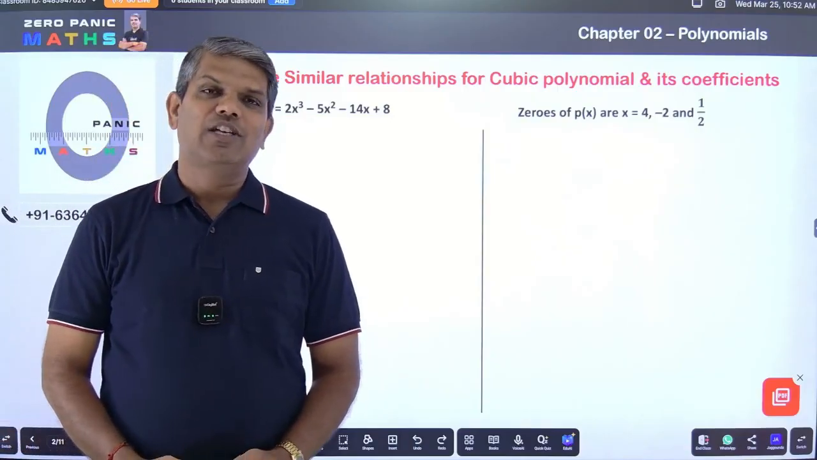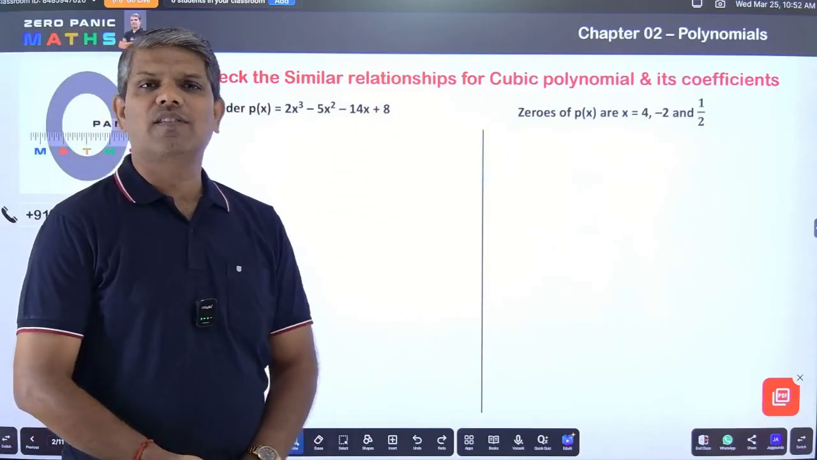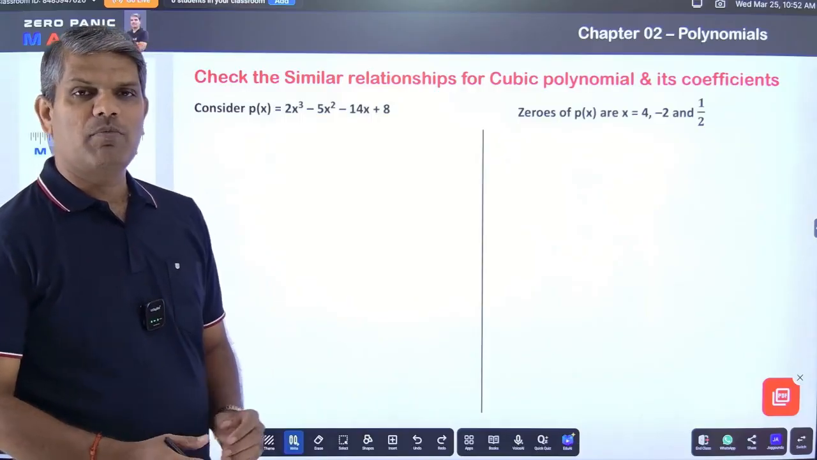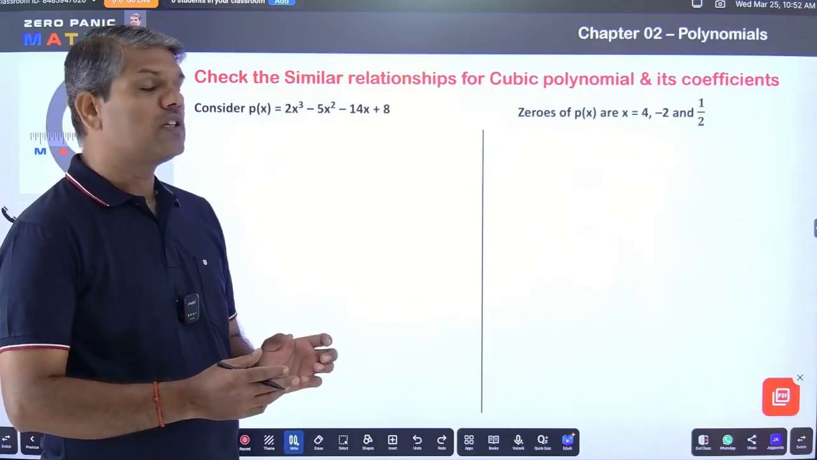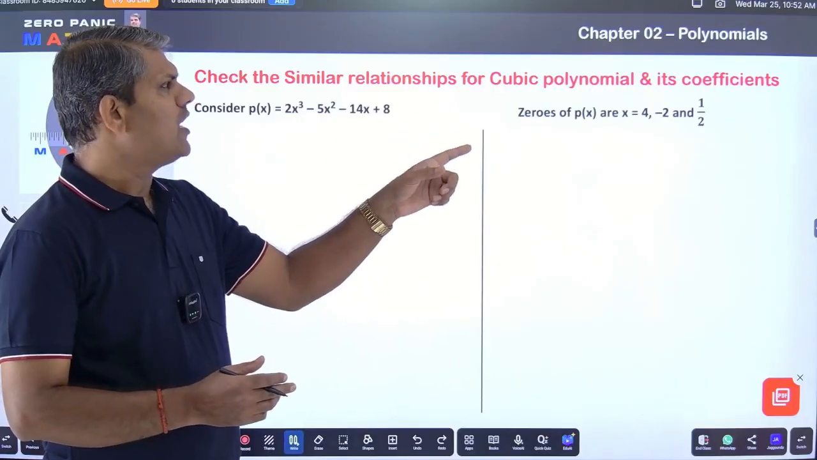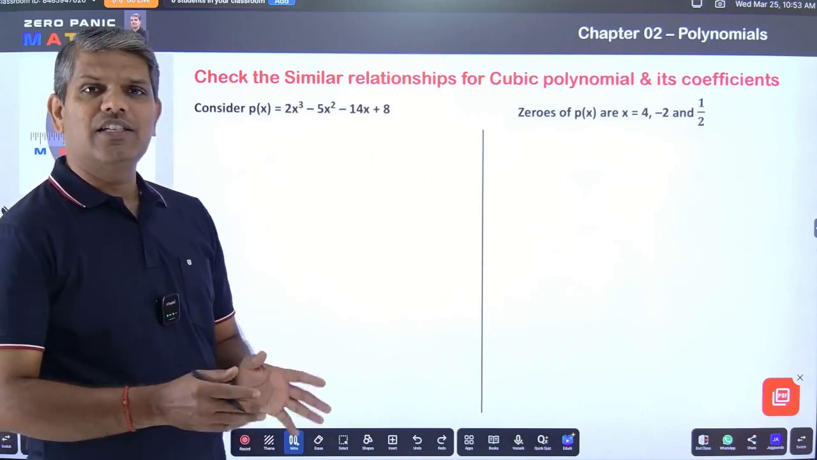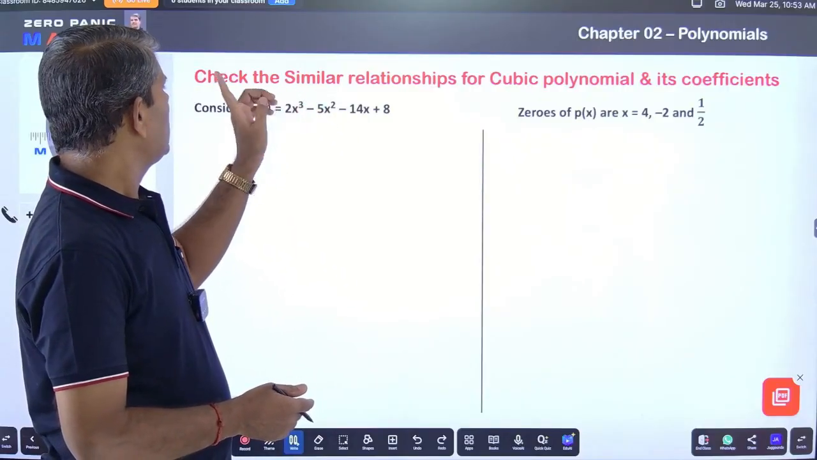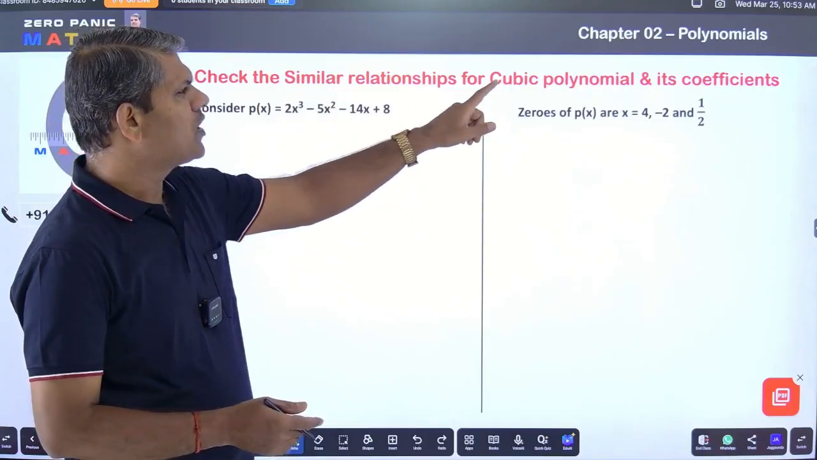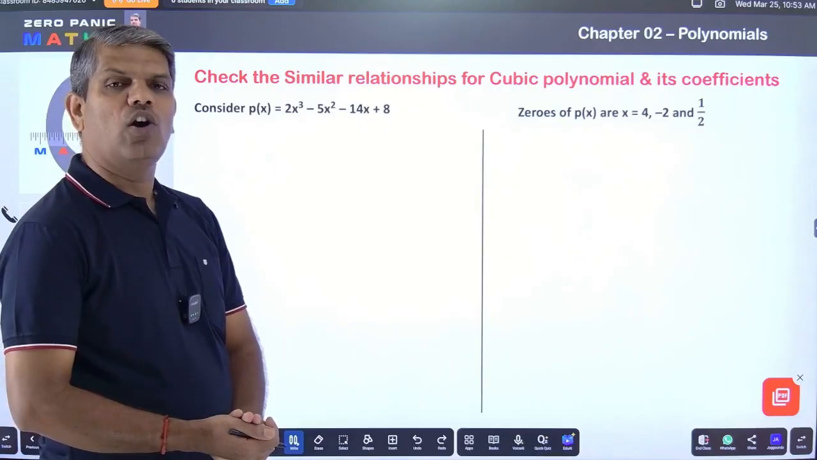Let us continue our discussion on the relationship between the coefficients and the zeros of a polynomial. If you remember, in the last session we discussed the relationships of the coefficients and the zeros of a quadratic polynomial, and in this session we are going to continue and check whether similar relationships will exist for cubic polynomials also or not.